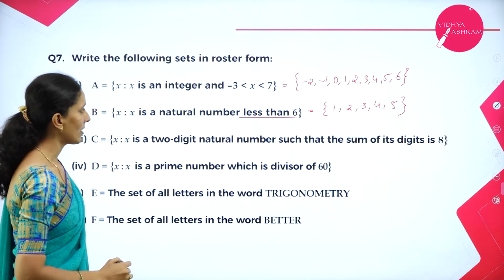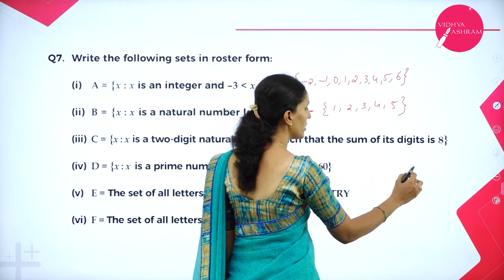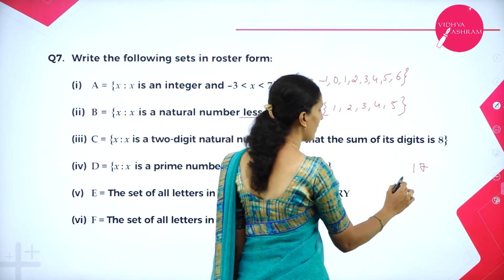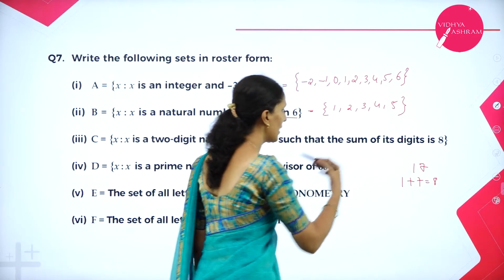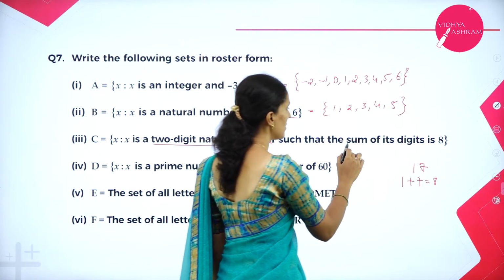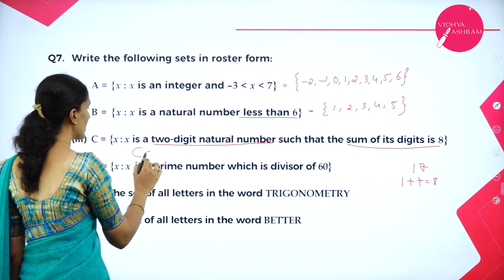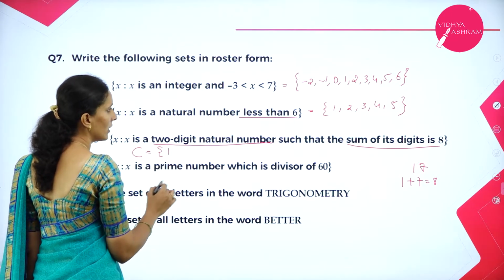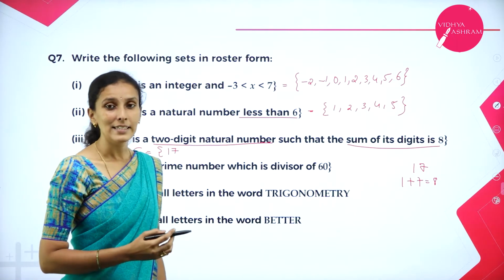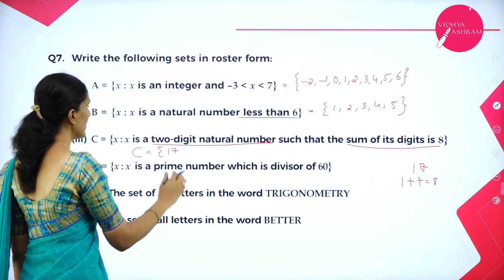X is a 2-digit natural number such that the sum of its digits is 8. Suppose you are writing a 2-digit number, for example, 1 plus 7, 17. And 1 plus 7 must be 8. This is the condition they have given. So you are going to write 2-digit natural numbers, but the sum of its digits must be 8. So what numbers are possible? I can denote it with C. If you write 1, then obviously it is 7. So 17 is possible. You cannot take 08 because 08 is not a 2-digit number.